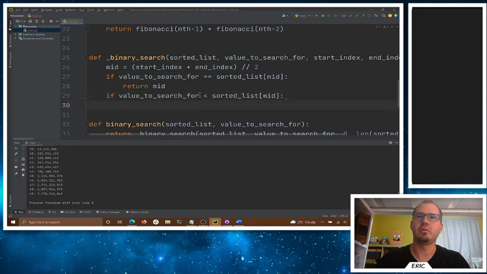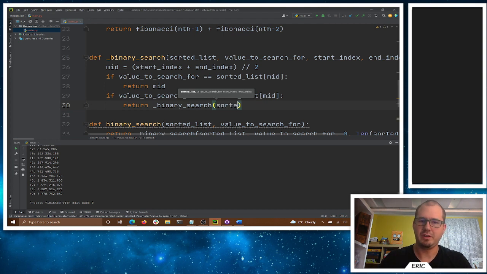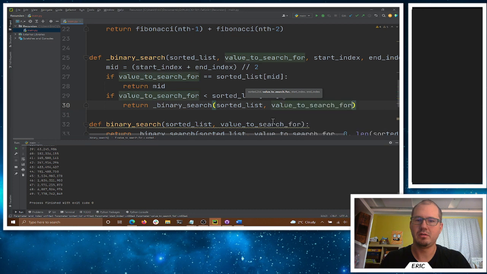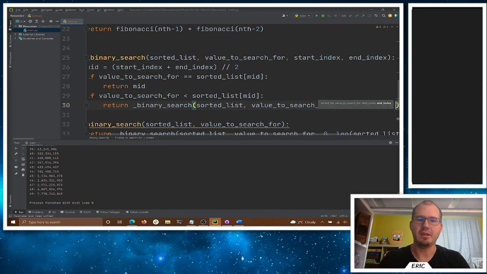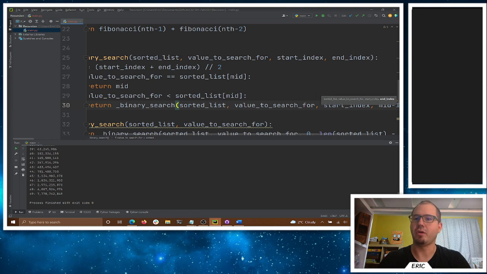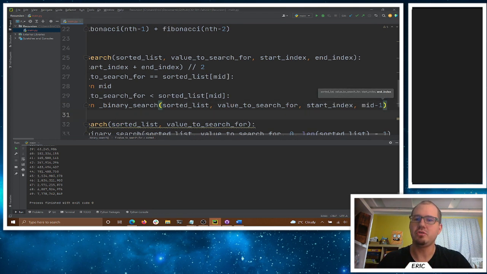Then we need to search the other half. So if it's less than, we're going to return my binary search given the sorted list, given the value to search for, given the start index is the same, and now the end index is mid minus 1. So we've already looked at mid, so now mid minus 1 is where I'm going to look as the new ending index.